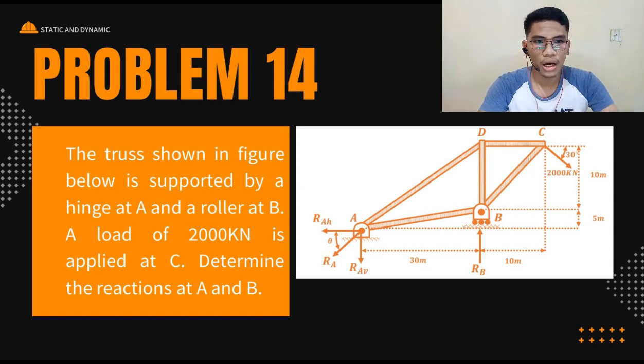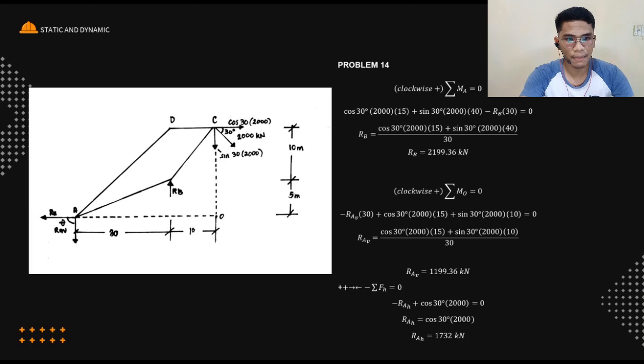So, for the solution, we have here our free body diagram. Then, first, let's solve for RB using the moment. So, mag-moment po tayo kay A para mahanap natin si RB. So, the summation of moment at A is equals to 0. Considering na lahat po ng pa-clockwise is positive and lahat po ng pa-counter is negative. Then, the unang force po na mag-act dito sa point C natin is yung cosine 30 multiplied by 2,000. Papunta po siya paganto kay A, so ibig sabihin po siya ay pa-clockwise. So, positive plus yung sine 30 degrees multiplied by 2,000 multiplied by 40.